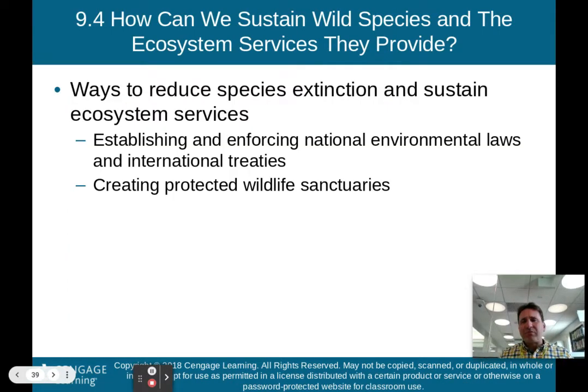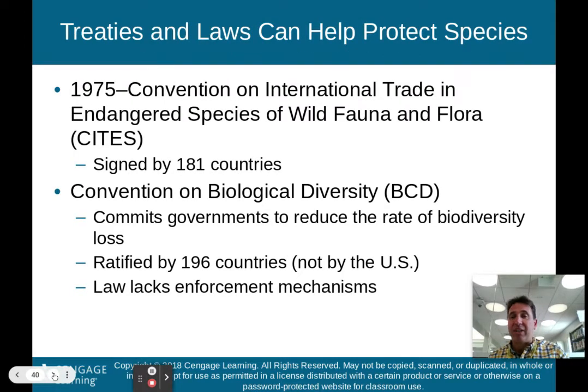All right, so moving on, how can we sustain wild species and the ecosystem services they provide? Ways to reduce species extinction and sustain ecosystem services: we need to establish and enforce national environmental laws and international treaties, and create protected wildlife sanctuaries where these creatures can live and prosper and don't have to worry about human beings messing with their environment.